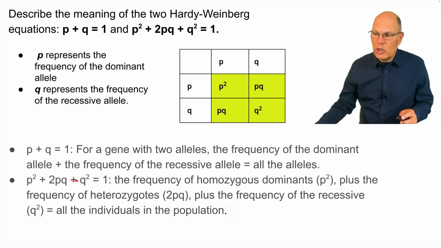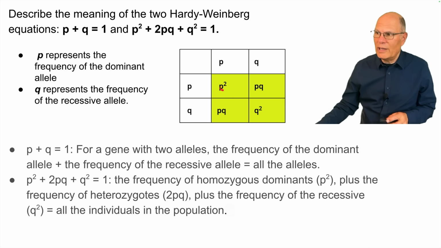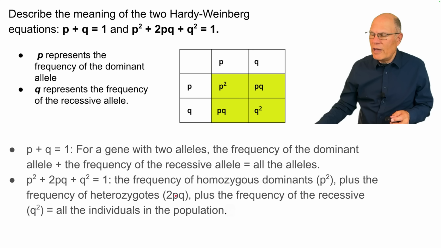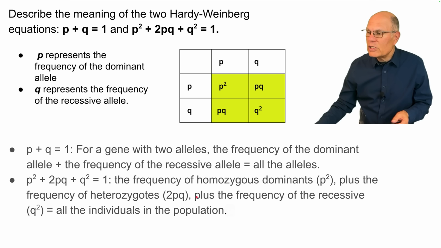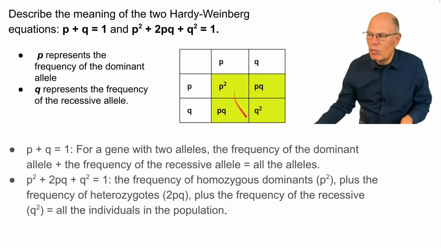p squared plus 2pq plus q squared equals 1. What does that mean? Well, first of all, here's p and here's p. If you do the Punnett square kind of thing, this would be p squared. The frequency of homozygous dominance, p squared, plus the frequency of heterozygotes, pq plus pq equals 2pq, plus the frequency of recessive individuals, q squared, is all the individuals in a population, and you can see that right here.